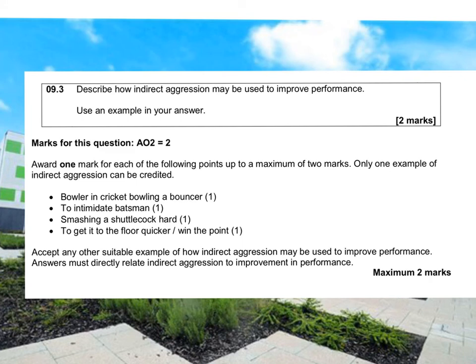I just want to draw your attention here. How can indirect aggression be used to improve performance? Bowl the ball in cricket as a bouncer to intimidate the batsman and make it difficult for the batsman to play a shot, or in badminton, smashing the shuttlecock hard to get to the floor quicker to win the point. That is the application, that's the justification which allows you to gain the marks. Remember, accept any other suitable example of how indirect aggression may be used to improve performance. Answers must directly relate to indirect aggression improving performance. That word again, performance. So how are the two aggressions improving performance? Hope you found this video useful. Thank you very much.